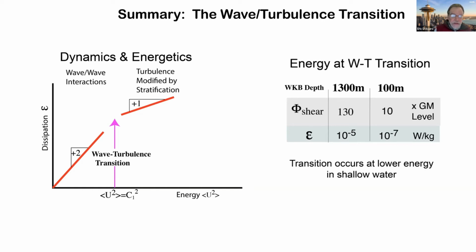What actually is this energy? Well, it's a strong function of depth because the phase velocity of the low mode is a strong function of depth. If you're in the open ocean, it happens at an energy level of about 100 times the Garrett-Munk level at an epsilon of about 10 to the -5 watts per kilogram, which is a pretty big number. That's typical of boundary layers in the ocean. And so that's only going to happen in places which are very energetic. However, in shallow water, say 100 meters depth, it only happens at 10 times the Garrett-Munk level and at dissipation rates of 10 to the minus 7, which is quite achievable.